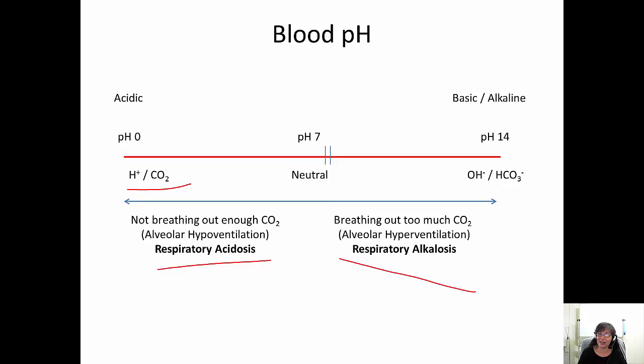Our bodies can actually compensate. If we're suffering from respiratory acidosis, all we have to do is make sure that we're expelling more carbon dioxide to balance that out, and vice versa. If we're suffering from respiratory alkalosis, what we can do is maybe not breathe out so much carbon dioxide, and that'll bring that hydrogen concentration up a bit, which means it'll bring the pH down.